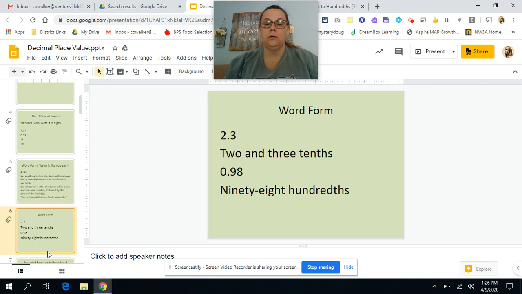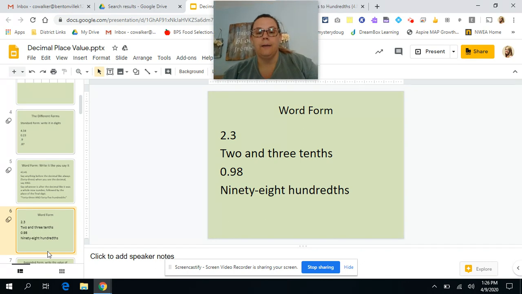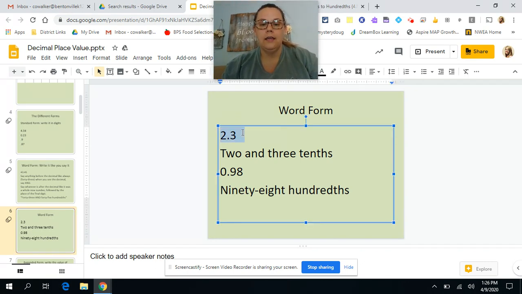So these would be 2 and 3 tenths or 98 hundredths. This page, slide number 6 of this, really is going to help you remember which place value is what. So that first one right here that I click on and highlight, that's 2 and 3 tenths. So remember, this first place value after the decimal, that's your tenths place. But when you go down here, you would have 98. So that would be 98 hundredths because you have 98 out of 100. So that's what that fraction would look like.